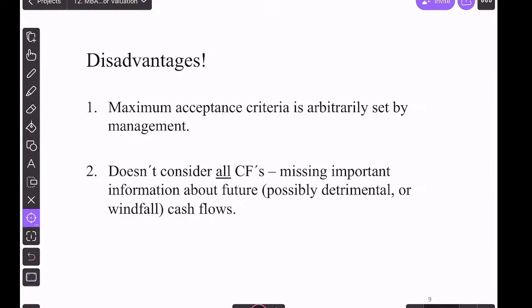So the resolution is you don't use the payback period or the discount payback period alone. You want to use it with something like NPV or what we're going to talk about, the internal rate of return.